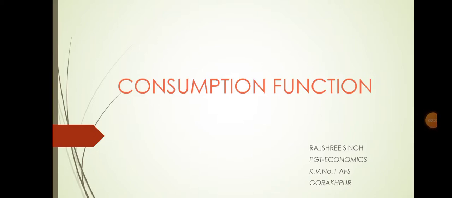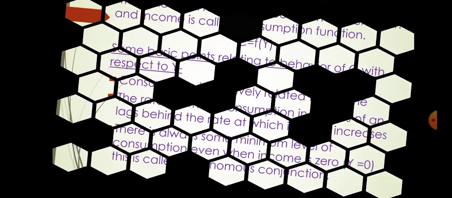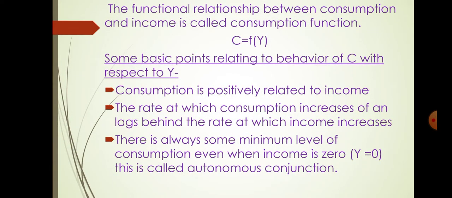Today's topic is consumption function. Before going through this topic, it is necessary to know what consumption expenditure is. It is that portion of income which is spent on purchase of goods and services at the given level of income. And the functional relationship between consumption and income is called consumption function. It is denoted by the formula C is equal to function of Y.